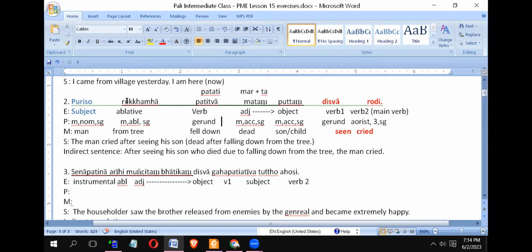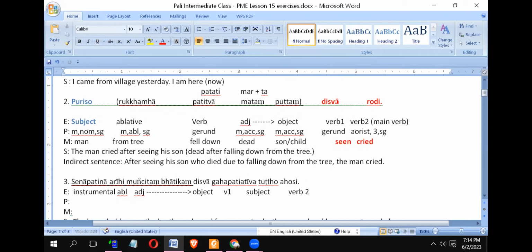So you know the subject and then he saw. From this sentence, if you put a bracket, next time when you write something, it is easy to understand. The main thing is Puriso, Diswa, Rodi. So Diswa and Rodi have to do with Puriso. But Lukamha, Patitua, Matam, all these three link with Putam. If you put the bracket here, you clearly see the relationship. All this qualifies Putam.